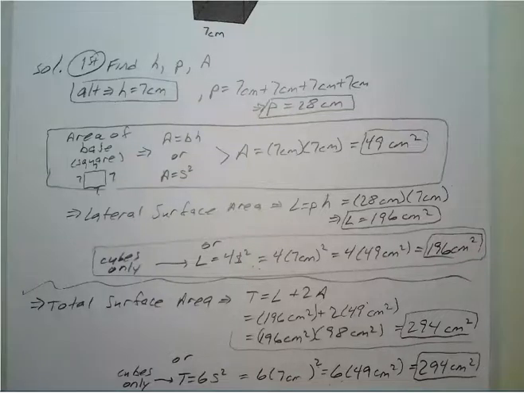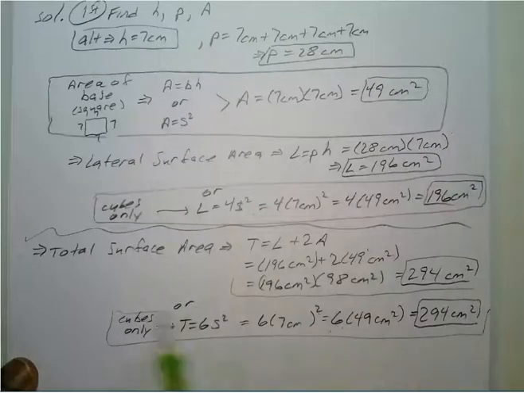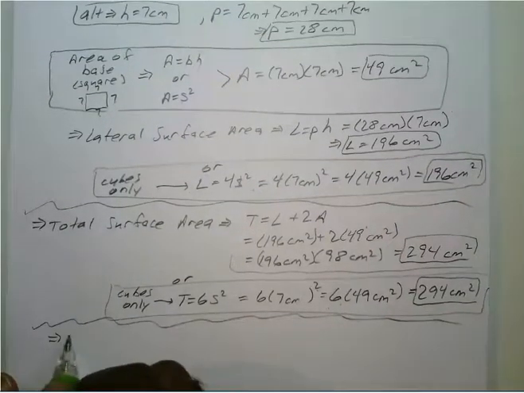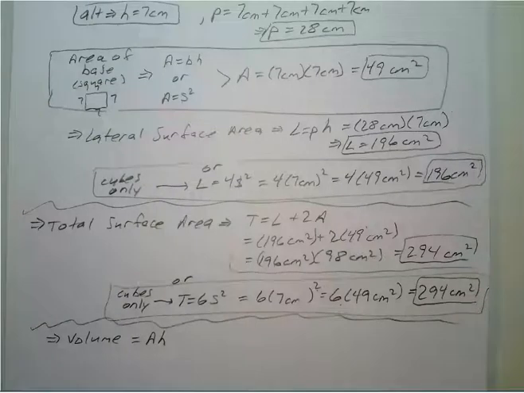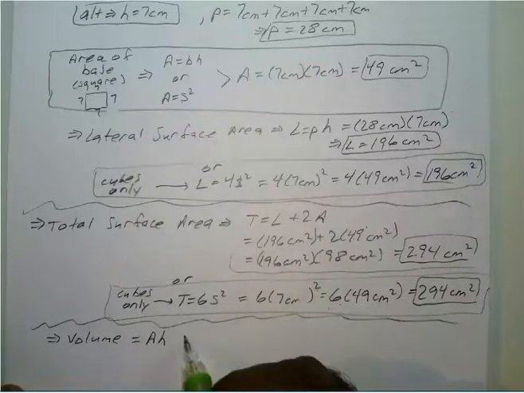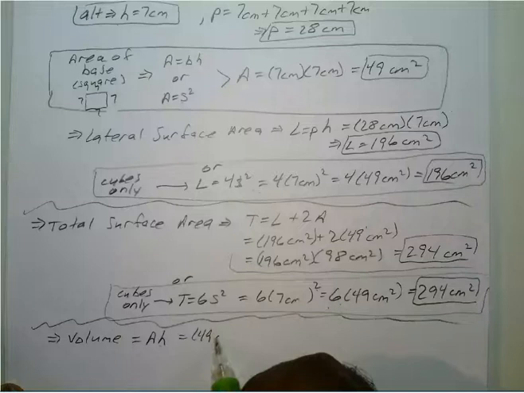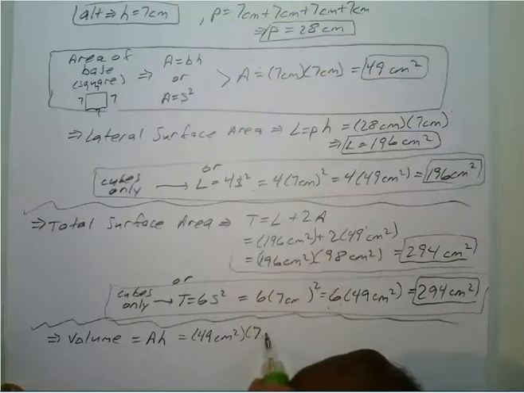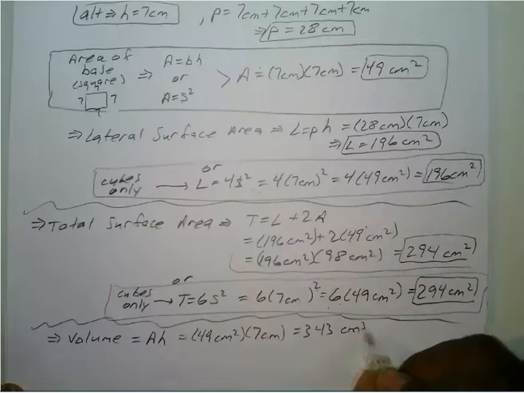All right, let's move on because we still have to find our volume. So we have our volume, which is equal to the area of the base times the altitude. We know the area of the base is 49 square centimeters times the altitude, which is 7 centimeters. So 49 times 7 is 343. Square centimeters times centimeters is centimeters cubed.